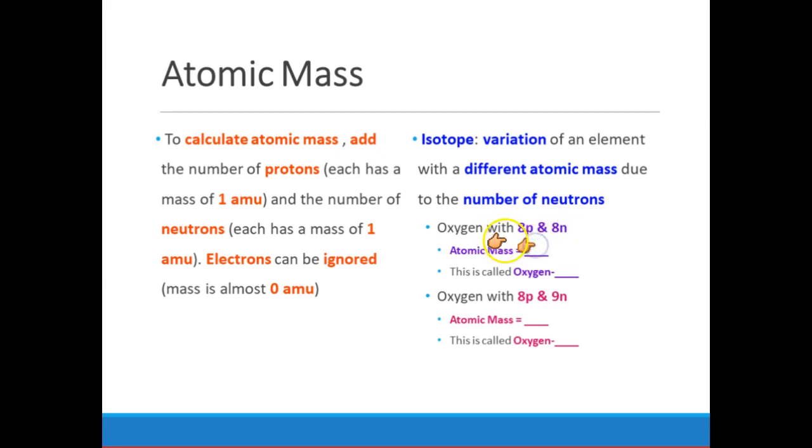Okay, so let's figure out what the atomic mass is. Again, all we need to do is add the protons and neutrons together. So what's 8 plus 8? Tell me in the chat box, what is 8 plus 8? Go ahead, get that in the chat.